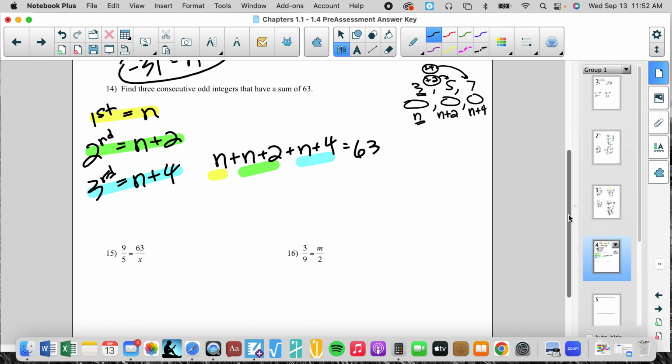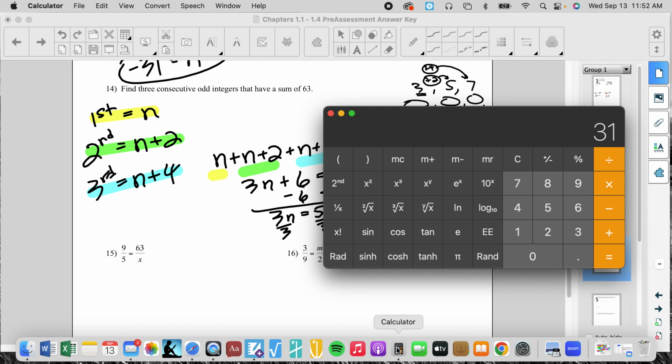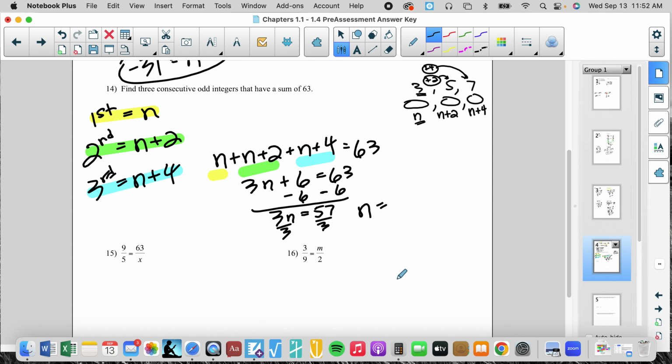So left side, we can combine like terms. We have those n's in there. So that gives me 3n, and the constants, 2 and 4 make 6, equals 63. We're going to subtract 6. We get 3n equals 57. We're going to divide by 3, and n equals 57 divided by 3 gives me 19. So n equals 19.